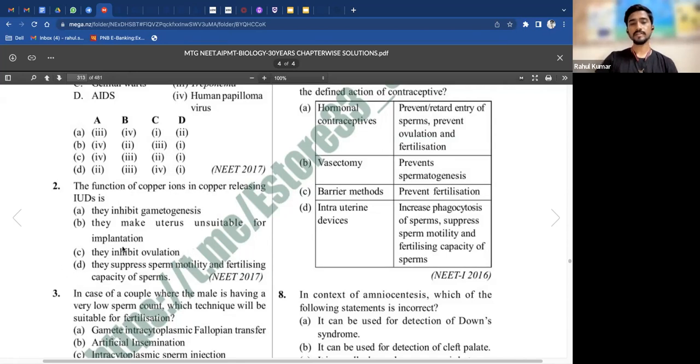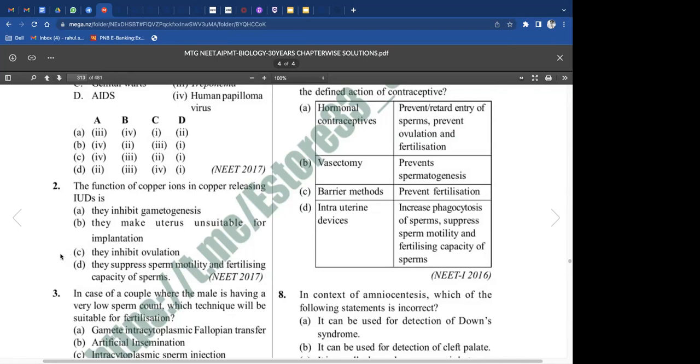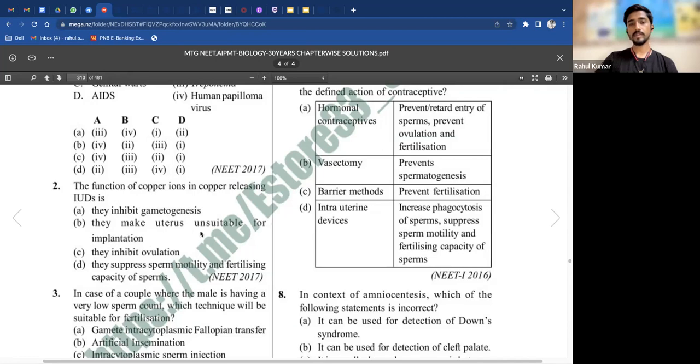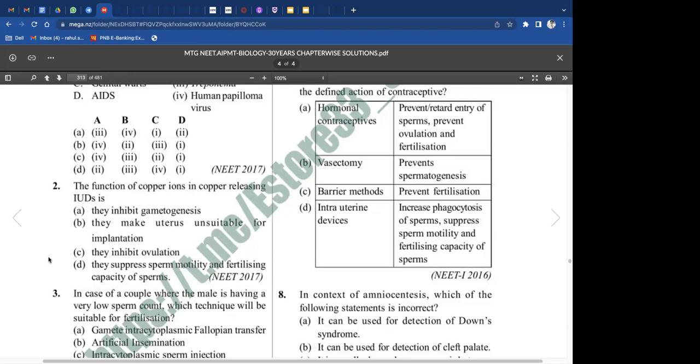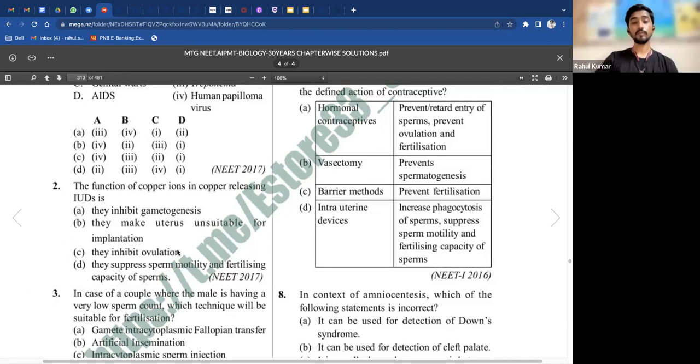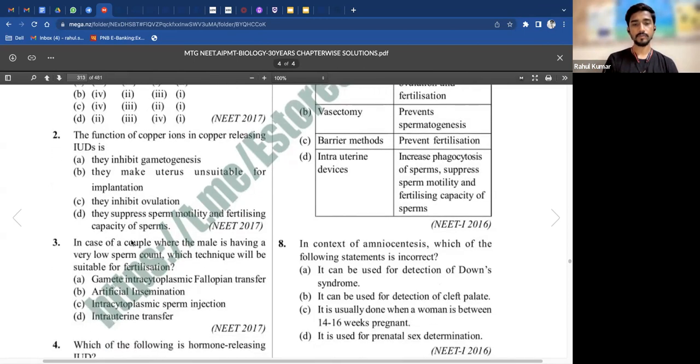The other options are not correct, because ovulation is inhibited by hormone releasing IUDs. And hormone releasing IUDs also make the uterus unsuitable for implantation. So these two are done by hormone releasing IUDs. They inhibit gametogenesis? No IUD does that. You cannot inhibit gametogenesis, right? You can inhibit ovulation, like the release of that gamete. Correct.